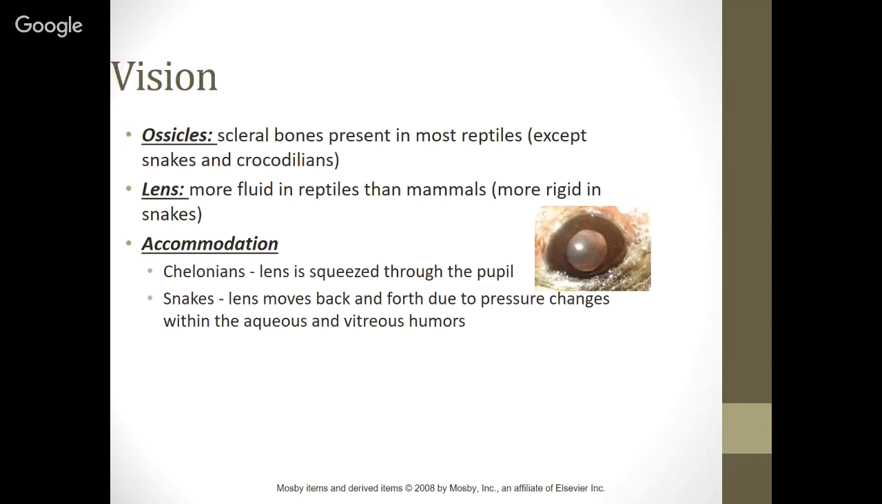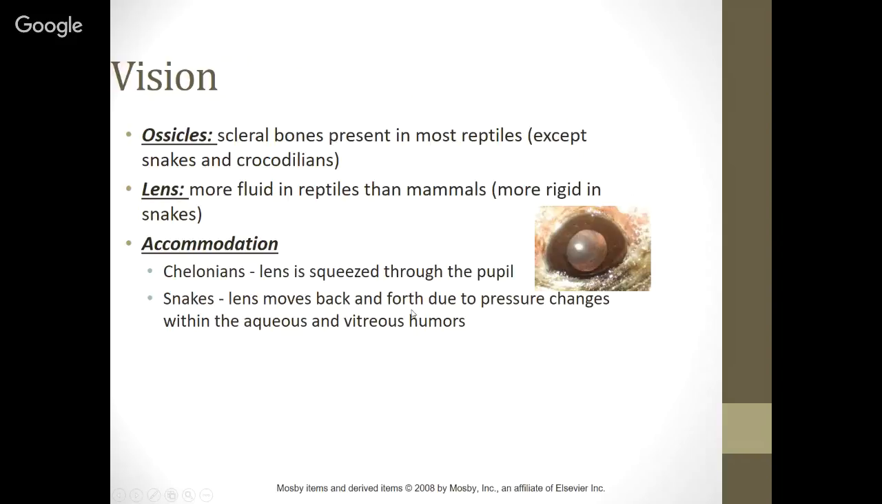The lens is more fluid in reptiles than in mammals, except in snakes. It's more rigid in snakes. It's really cool with accommodation of the lens, which means that it's getting bigger or rounder to focus on what they're trying to focus on. With turtles and tortoises, that lens is actually squeezed through the pupil. You see a picture of that here. That's normal in a turtle or a tortoise. If we were to see this in a dog or a cat, we would freak out because it would mean that that lens is subluxated, and that would be a problem.